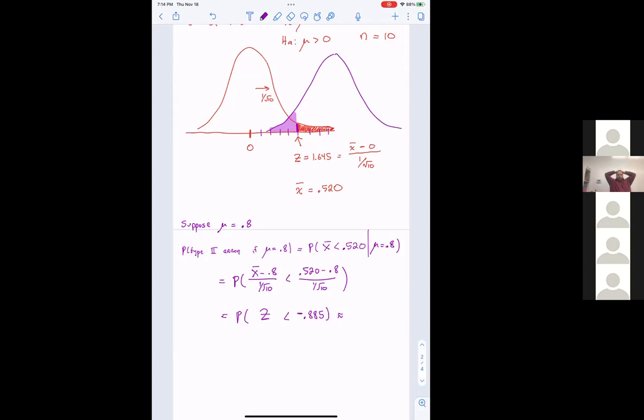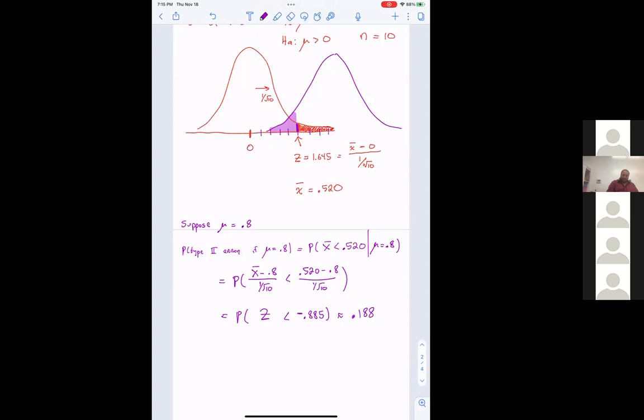If mu is really 0.8, then all I'm going to do is convert this to a z-score, which is what I do in the second line and the third line. Then I go to my calculator. I subtract the mean, which by the way is 0.8, God told me, and then divide by 1 over the square root of 10. When I do that, I get z less than negative 0.885, which my calculator tells me is 0.188. The probability of making a type 2 error if mu is really 0.8 is about 19%.